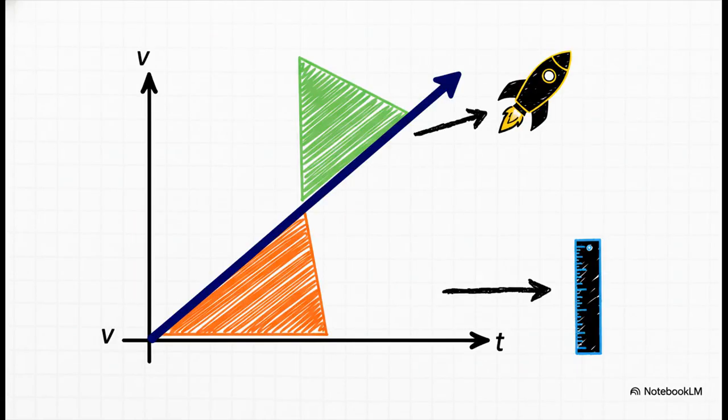Now, students, this is a very important point and a very common place to make a mistake in exams. So please, listen carefully. For a velocity time graph, the slope gives you acceleration, and the area under the graph gives you distance. Please do not get these two mixed up. Slope is acceleration, area is distance.